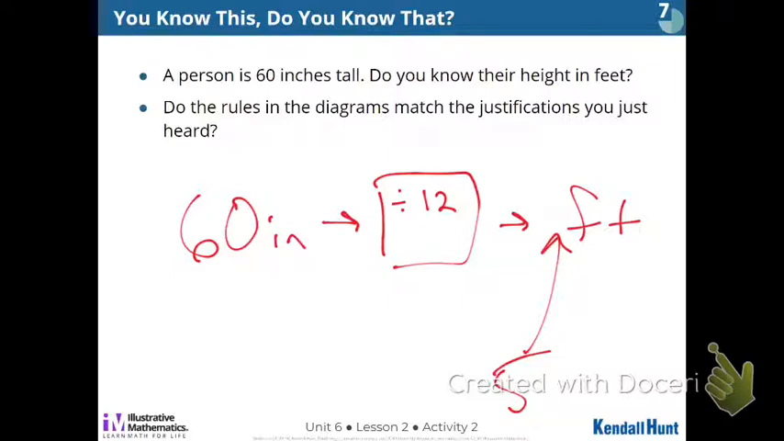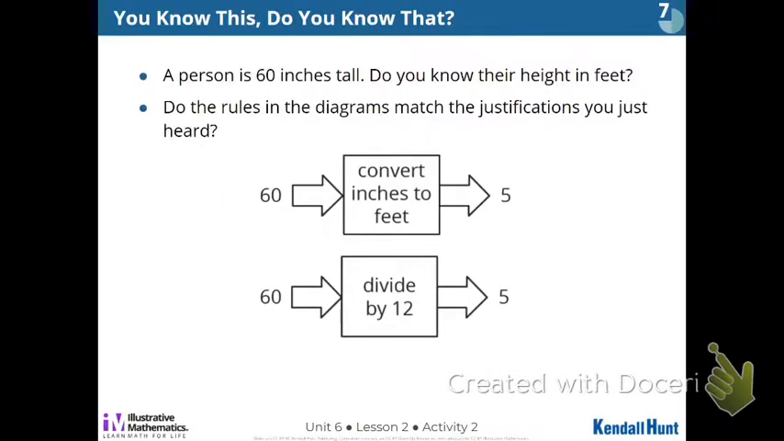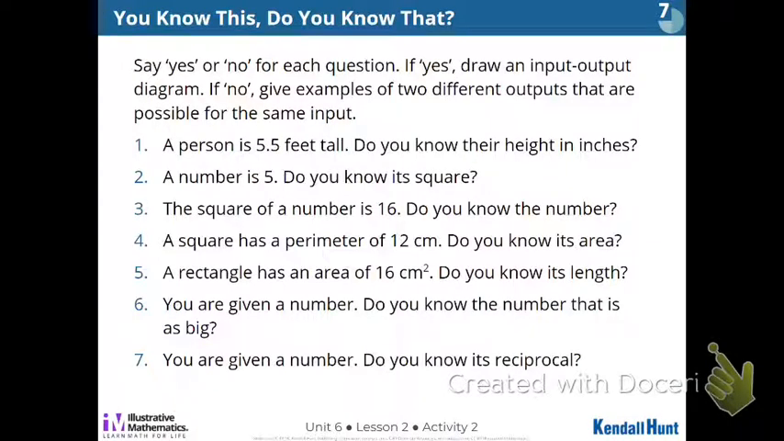So that is a function. I can apply a rule to that. So what you're going to practice doing next is you're going to look at a bunch of situations, and you need to say yes or no. Can there be an input-output diagram drawn for that situation? If it's a yes, I want you to draw it. Take 3 to 5 here.